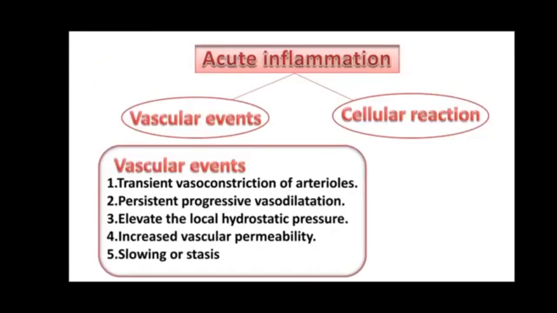Now we'll take acute inflammation. It has two events, vascular events and cellular events. Now we'll take vascular events. It has 5 events. Number 1, transient vasoconstriction of arterioles. Number 2, persistent vasodilation. Number 3, elevated local hydrostatic pressure. Number 4, increased vascular permeability. Number 5, slowing or stasis.